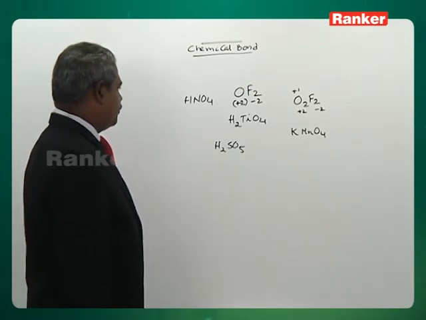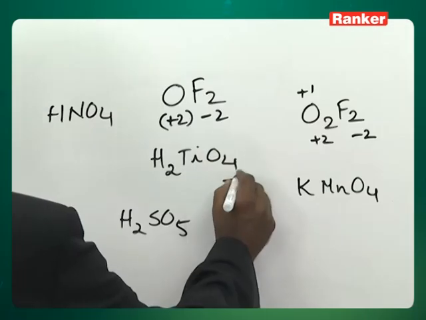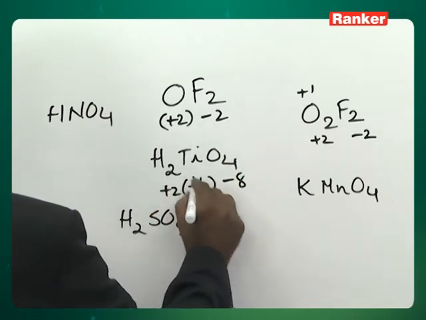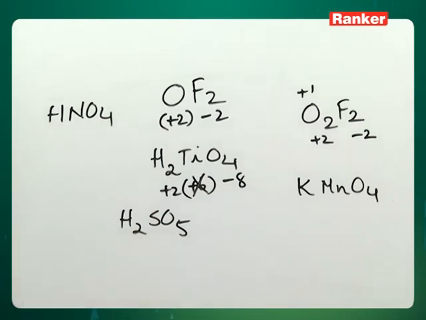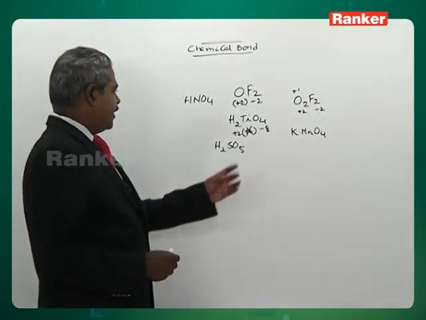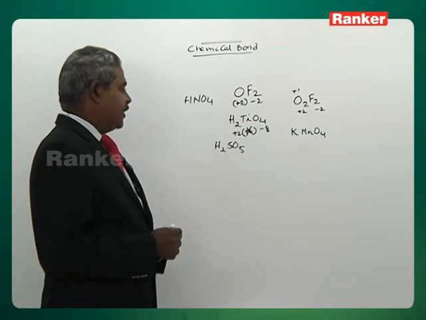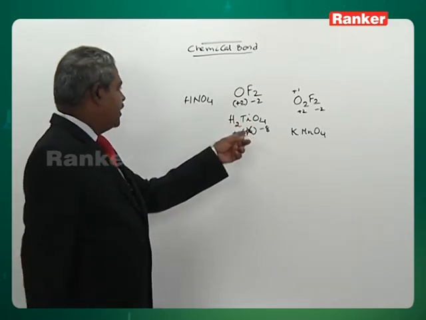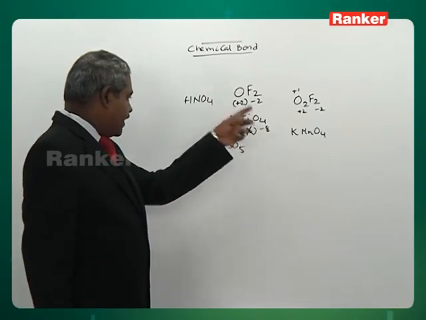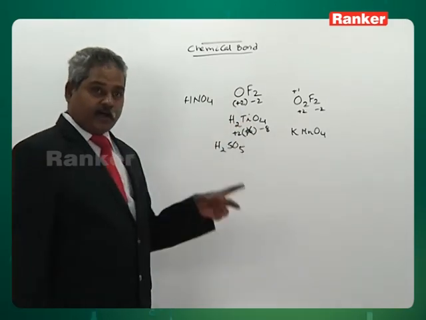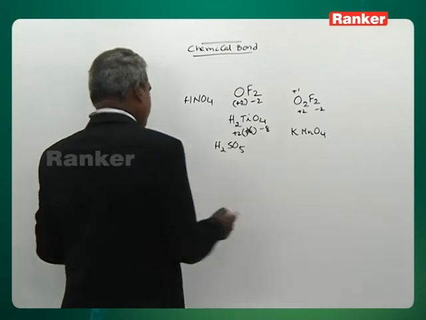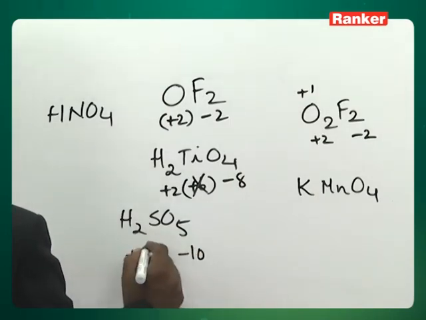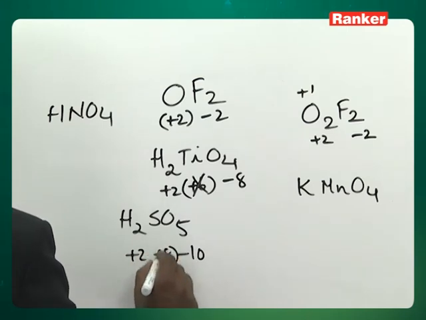What about H2TiO4? Minus 8, plus 2, plus 6. It is impossible for titanium because titanium belongs to the 4th group, 4B, and plus 6 is impossible. Therefore, it contains a peroxy bond. It is called pertitanic acid. Something with a per. H2SO5: minus 10, plus 2, plus 8.